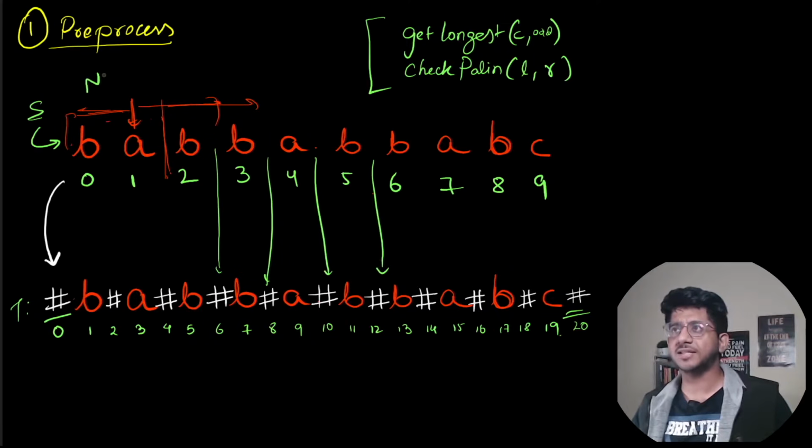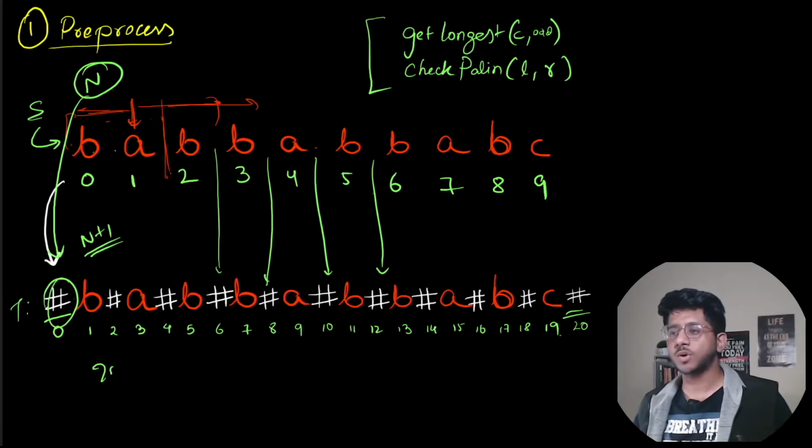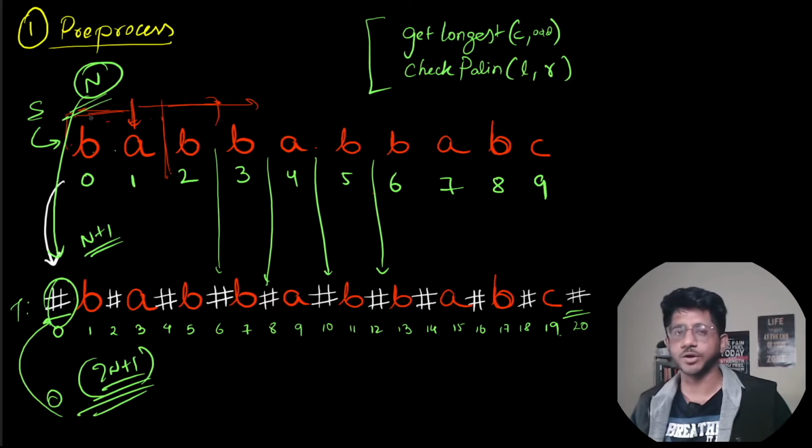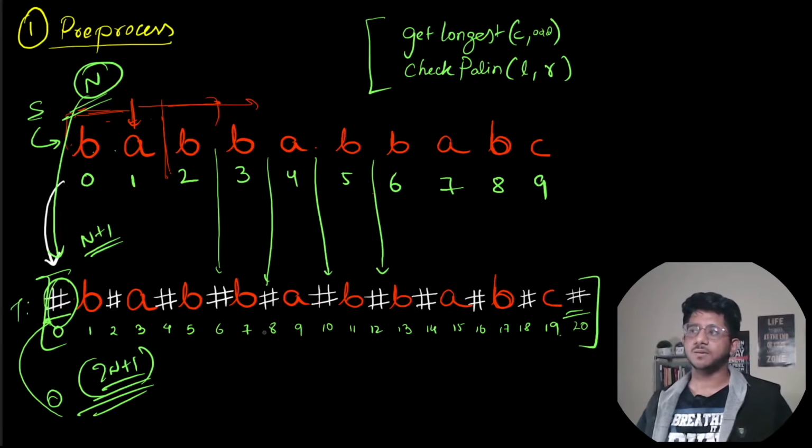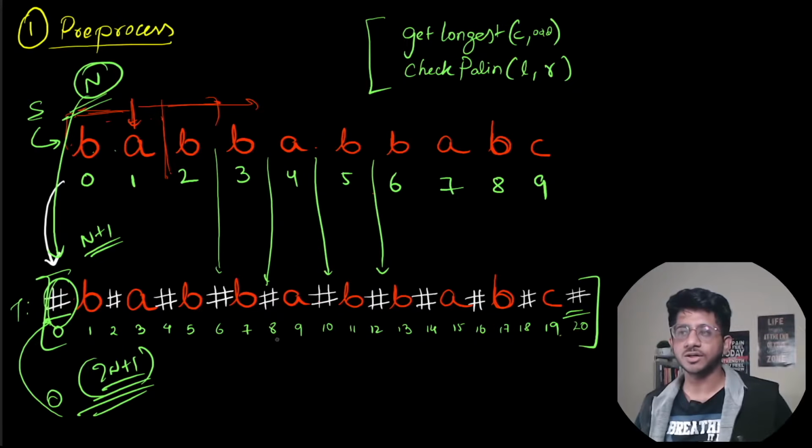If there is an n length string, we just add n plus 1 hashes, because there's one after every character and one at the front. So it's 2n plus 1 length now, but it's still linear. If we can process this string in O of this much, we are still O of n, so we are good to go with this string too. And now in this string, you can see this is going to be a problem where we will have to solve it only for odd centers. Why?